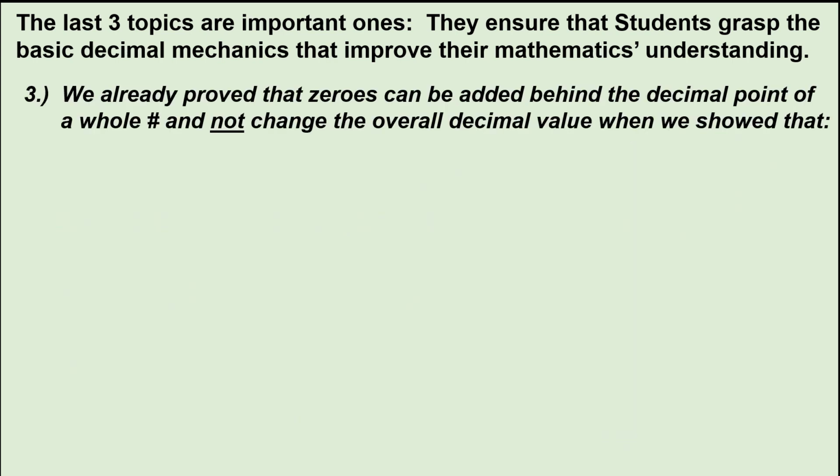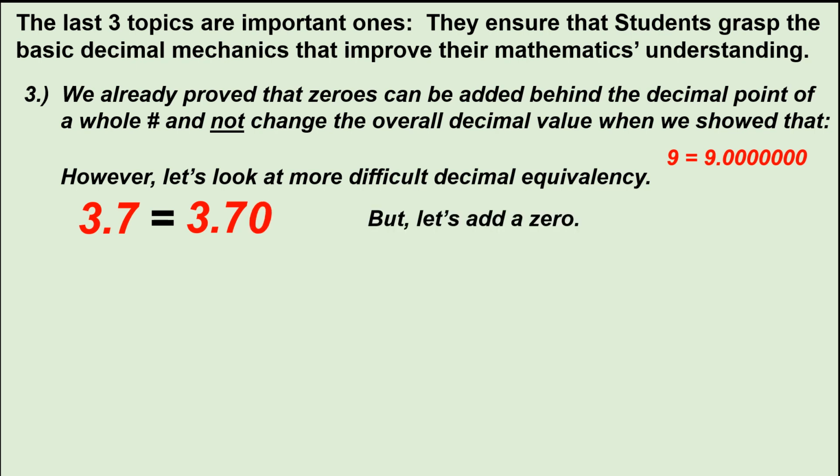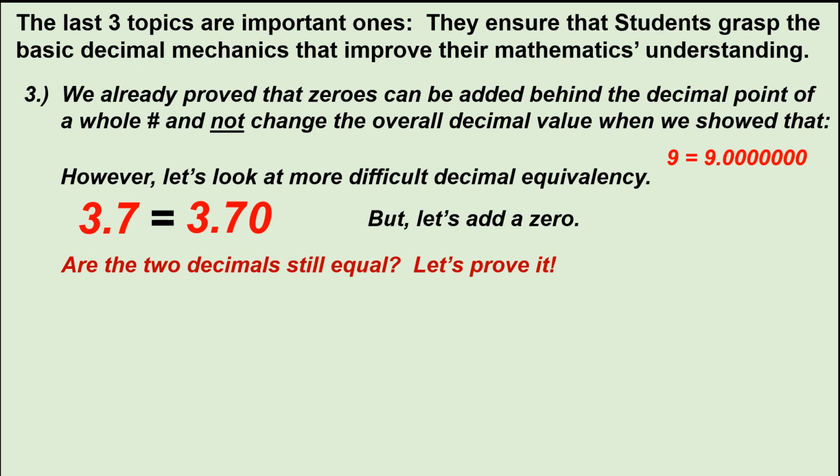Topic 3. We already proved that zeros can be added behind the decimal point of a whole number and not change the overall decimal value when we showed that 9 was equivalent to 9.000, adding zeros to infinity. However, let's look at a more difficult decimal equivalency. 3.7 is equal to 3.7. But let's add a 0. Are the 2 decimals still equal? Is 3.7 equal to 3.70?